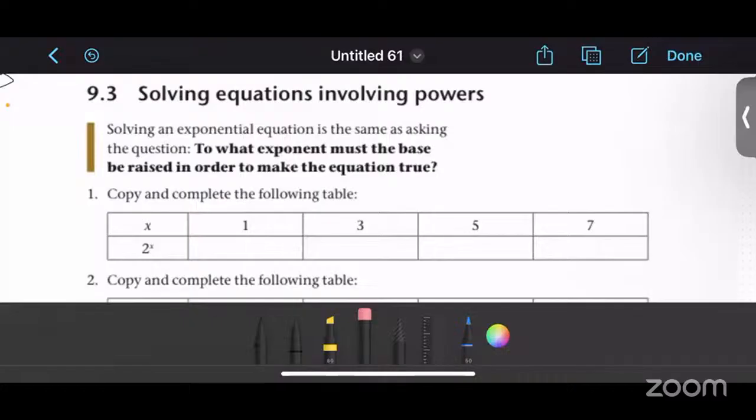So they are saying solving an exponential equation is the same as asking the question, to what exponent must the base be raised in order to make the equation true? Copy and complete the following table. We have x, and then we have 2 to the power of x. Do you know how we're going to get the value that we have to write here?